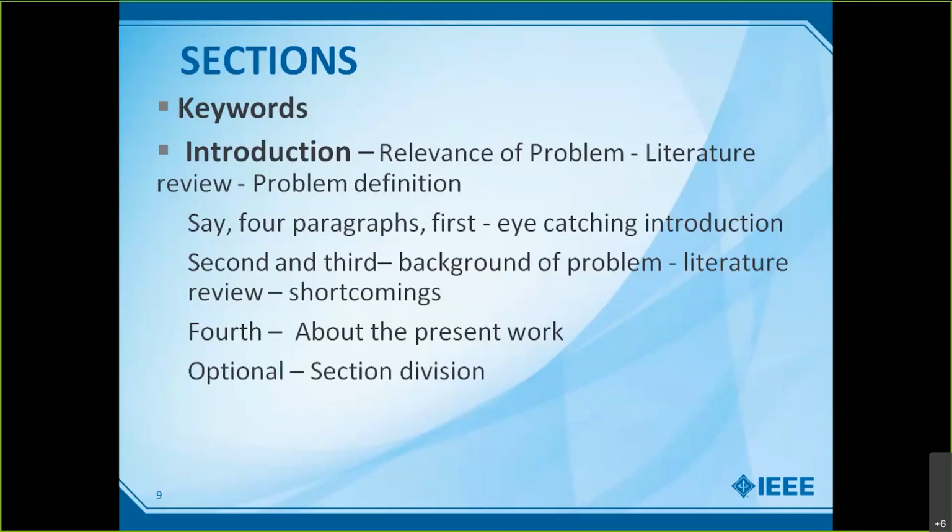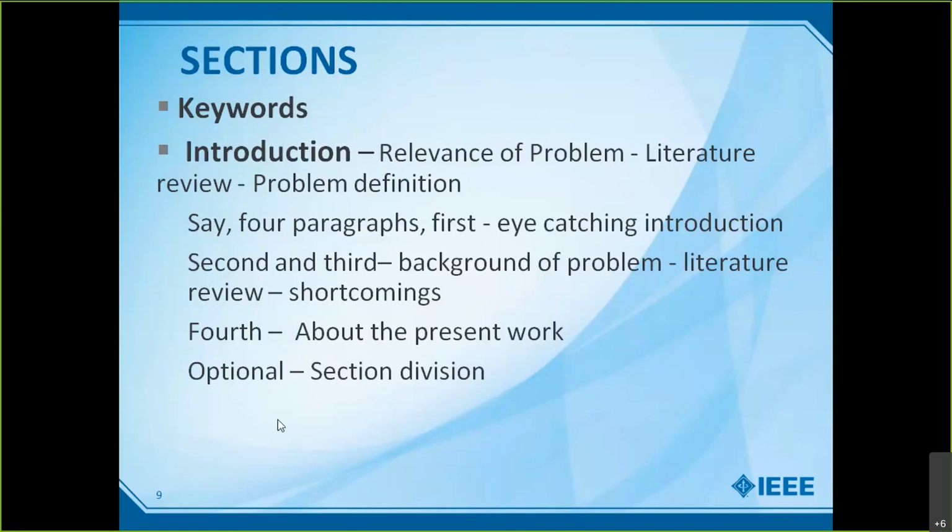Some people have an optional last paragraph, a fifth paragraph, where they give the section division. That means section 2 describes so and so, and so and so is explained in sections 3 and 4.